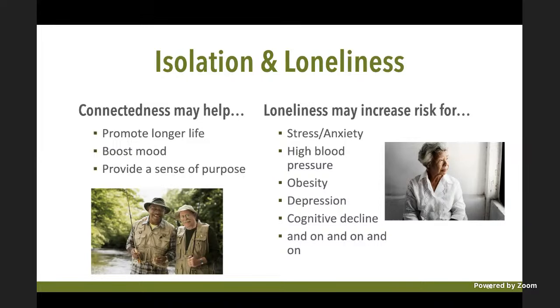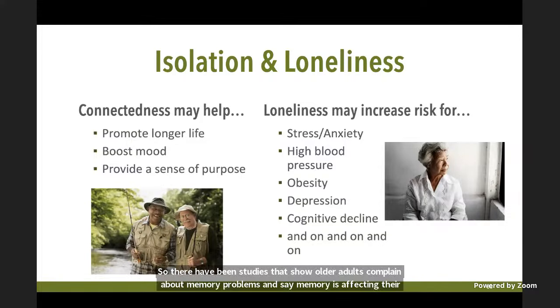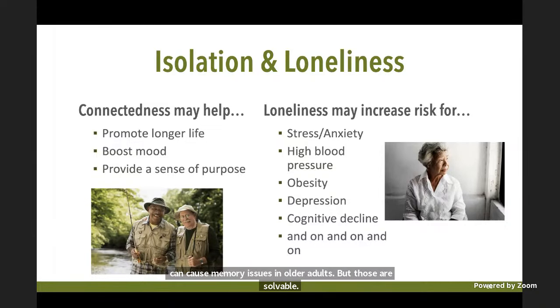And so there's increasing work showing that stress, anxiety, depression can cause memory issues in older adults, but those are solvable. Those are easily treated with various types of therapies or looking at ways to, say, reduce stress or better manage stress. And so, one of the ways that we can combat that is to not be isolated, to engage in social activities. We are human animals. We need companionship, we need intimacy, we need socialization with others.